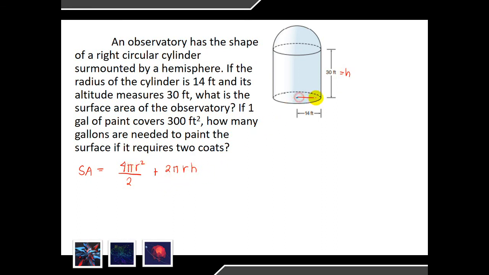Now, how about the radius for the sphere or for the hemisphere and cylinder? Simple lang. Ito ay 14 feet, di ba? So, wala tayong problema sa cylinder. Ito, 14 feet na naman. Na siya namang radius din ng hemisphere. So, ibig sabihin, yung radius na tinutukoy natin dito para sa hemisphere at saka sa cylinder, pareho lang. At ito na yung formula na kailangan natin.